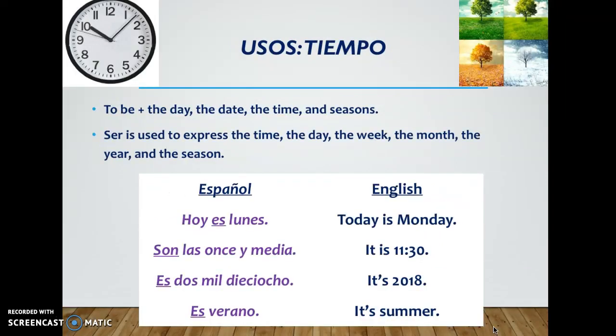We also use it to tell time. Okay? Now, you can use it to be plus the day, the date, the time, like the hour of the day, the month, the year, and the seasons. We're all going to use ser with every single aspect of telling time and the passing of time, which is something we can never stop. Hoy es lunes. Today is Monday. Son las 11:30. It's 11:30. Es 2018. It is 2018. Es verano. It's summer.